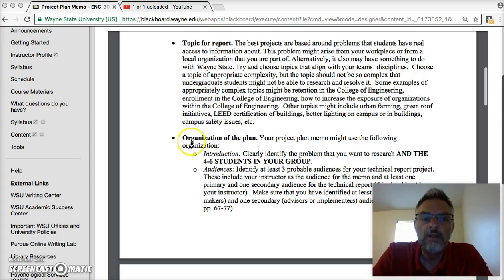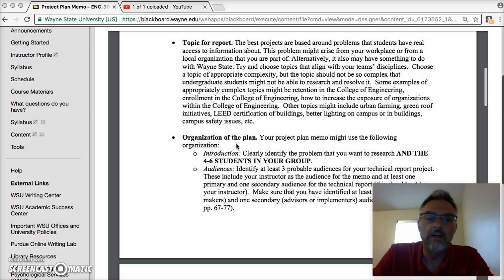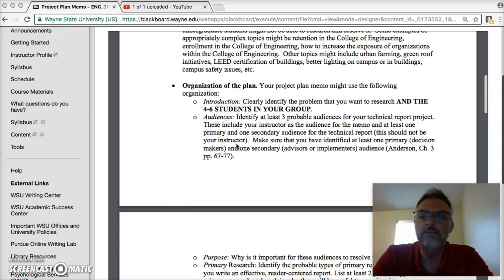All right, so here's the organization of the plan. You've got the topic, you've got the organization. Remember, as we're learning about technical communication, especially in memo form, you have the word memo at the top of this document, and then you would have To, which would be me, and then From would be the 4 to 6 individuals. And then in your introduction, you would clearly have a heading for introduction, and then you identify the problem that you want to research, the 4 to 6 students in your group, and 3 probable audiences for your technical report project.